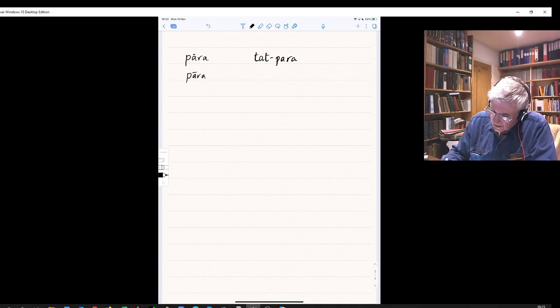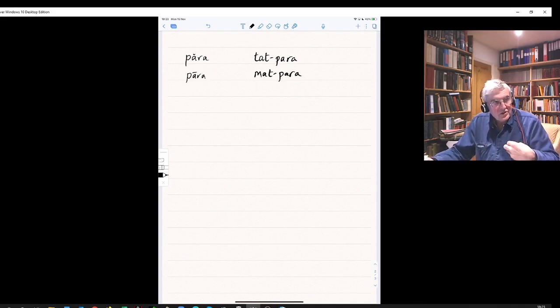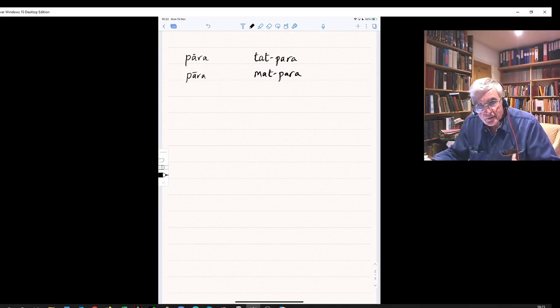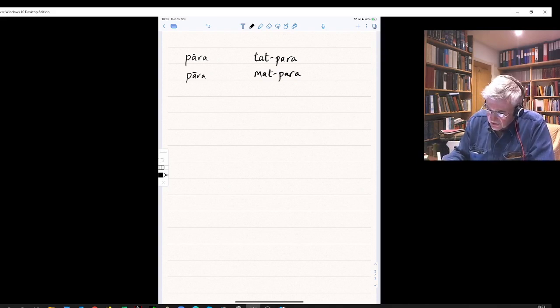In the Bhagavad Gita, you very often see Krishna using the phrase, saying that this word matpara, mat is the combining form of aham, me. So Krishna says, he who is the true yogi is matpara. In other words, devoted to me, totally given over to me, matpara. So tatpara, devoted to that.